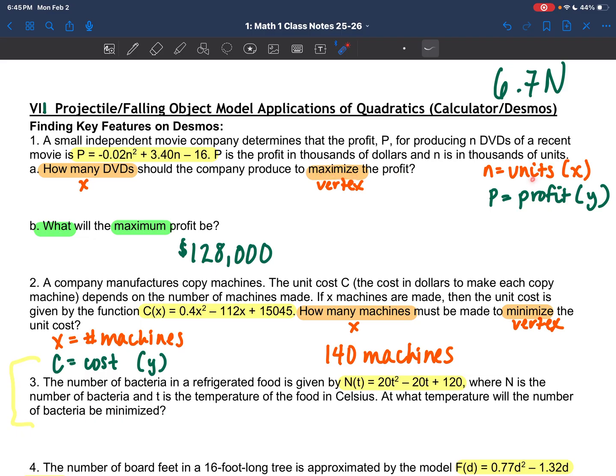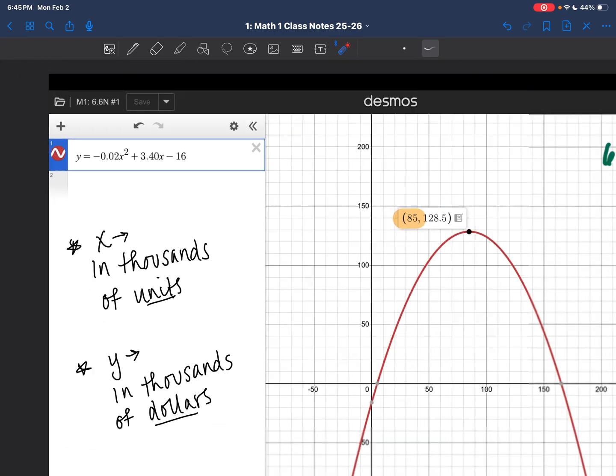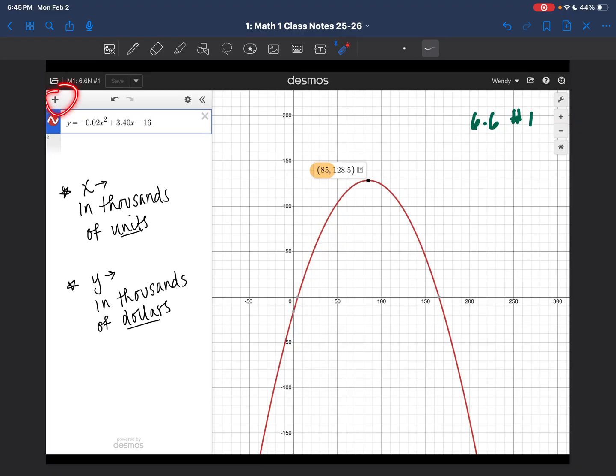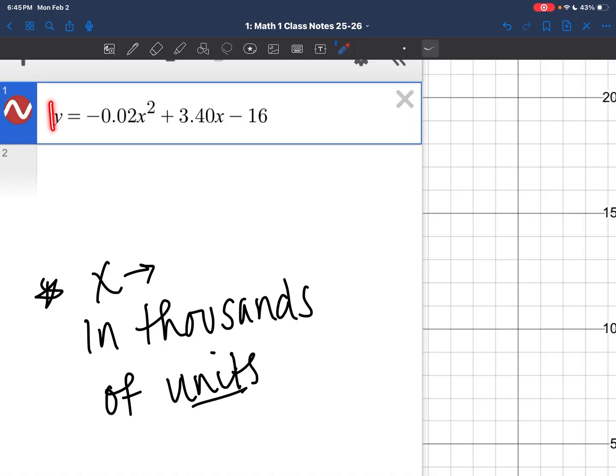So we said DVDs were the units. And since we have the keyword maximize, we know we're looking for the vertex. So we're going to go to Desmos, and you're going to type in this equation. Now you could do P, or you could do Y, or you could do N, or you could do X. For my example, remember you're going to click the plus and then just type in your equation. Now instead of P, I wrote Y, and instead of N, I wrote X, but just keep it consistent. So if you're going to write N, make sure you write N here also.